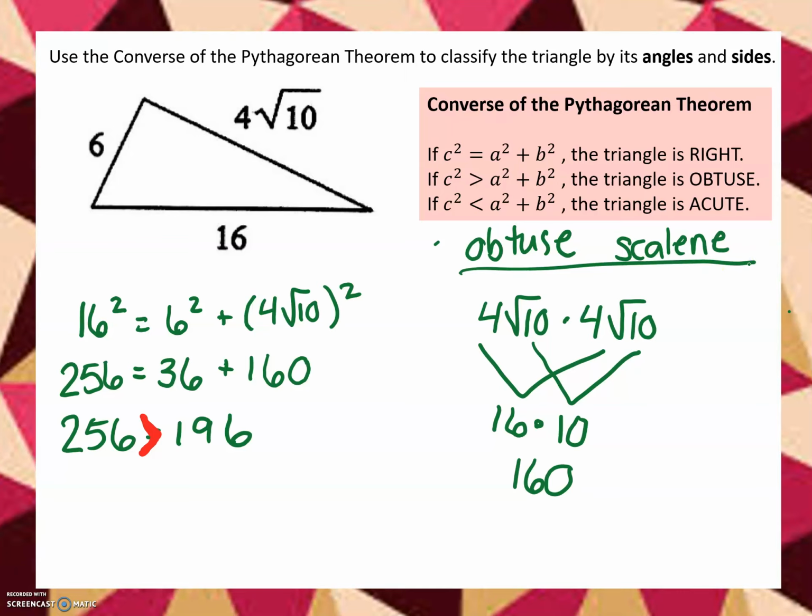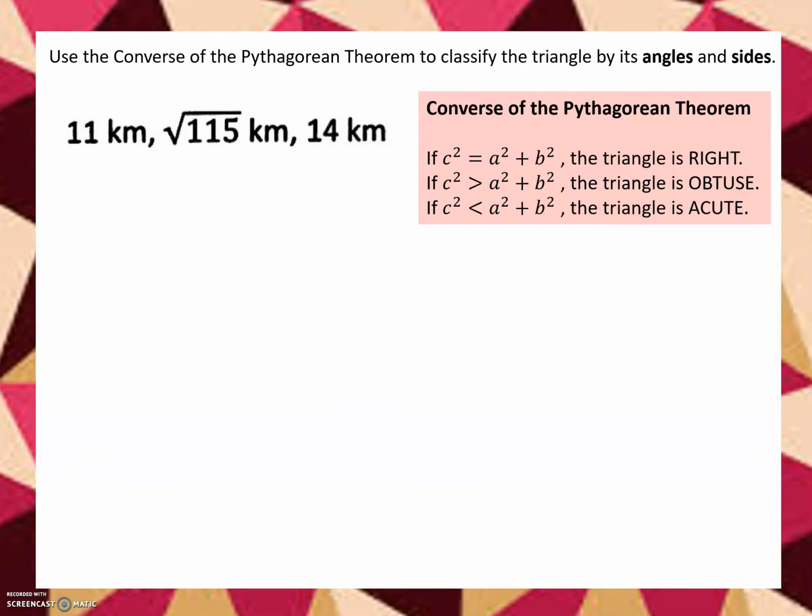All right, let's do one more. In this one, it doesn't give you the diagram, but it does give you the side lengths. Now again, you have a radical here. So we just want to make sure that we're using the largest side as our c value. So if you put the square root of 115 in your calculator, you get 10 point something, which means that 14 is going to be the largest. So that's how we know. Let's use 14 as our largest and set it up.